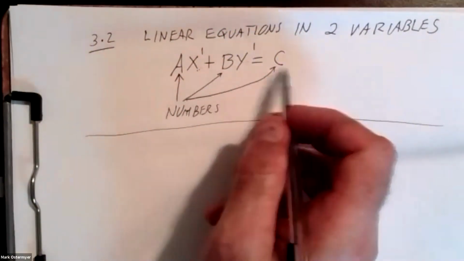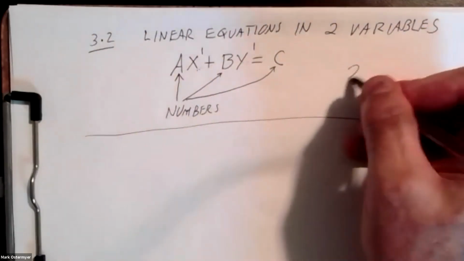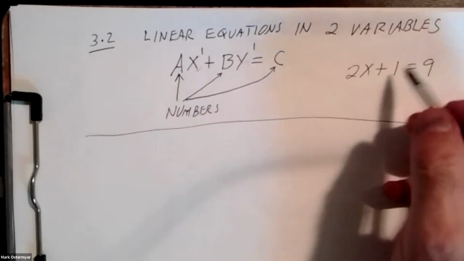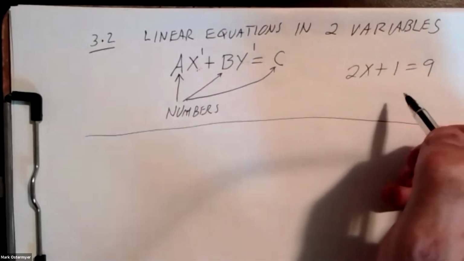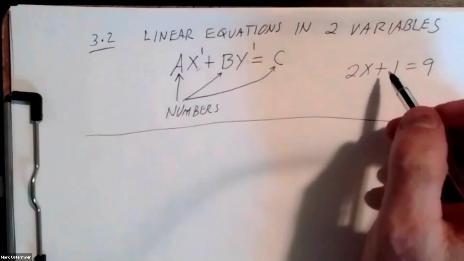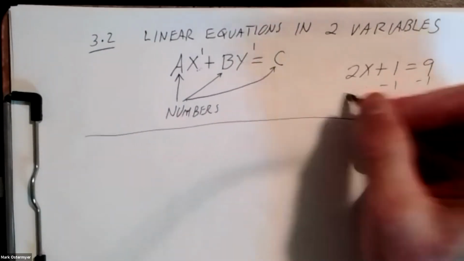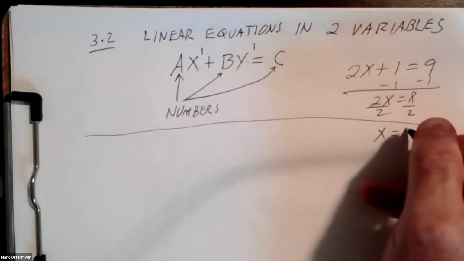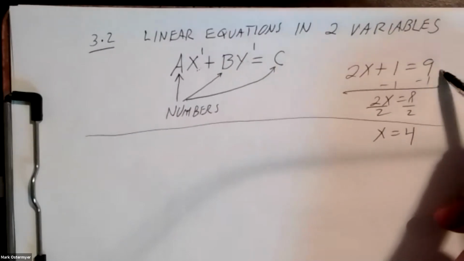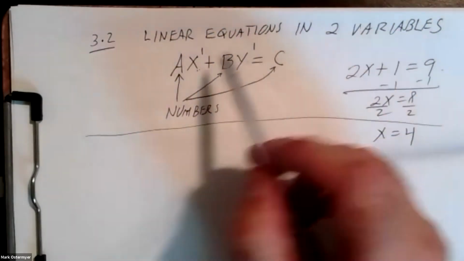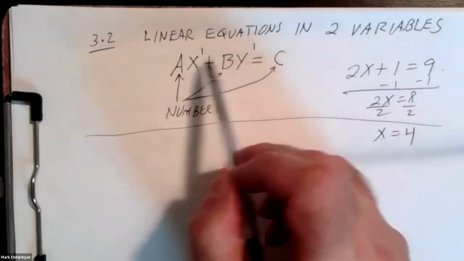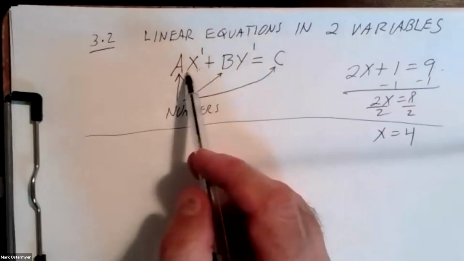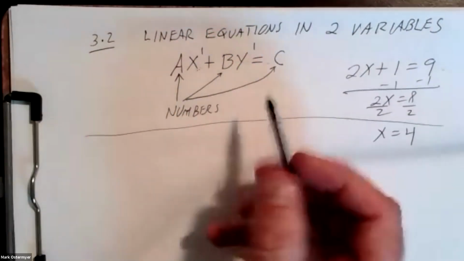What do you think solutions to such an equation look like? I mean, we've seen solutions to an equation like this. Do you agree? This is a linear equation in only one variable. We have solved these quite a few times in the past. Subtract 1 from both sides, divide by 2, and you get what? X equals 4, correct? This is a linear equation in one variable. We're now going to turn our attention to linear equations in two variables, X and Y.